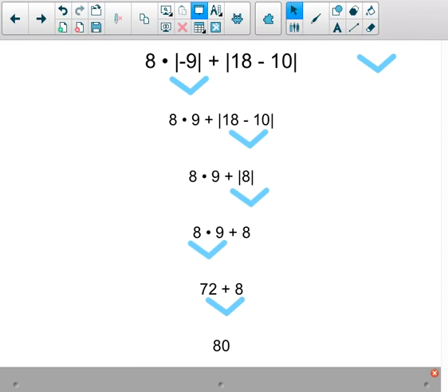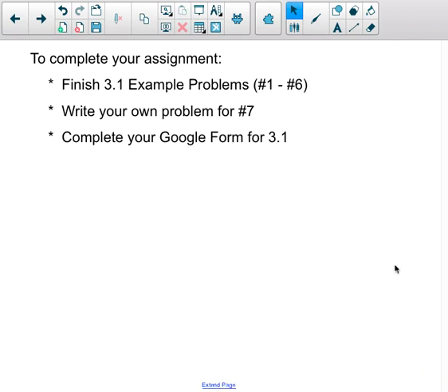So that was a little bit of a tougher problem, a little bit of a longer problem, but we just wanted you to see that you do evaluate your absolute value bars at the same time that you would do a parenthesis.